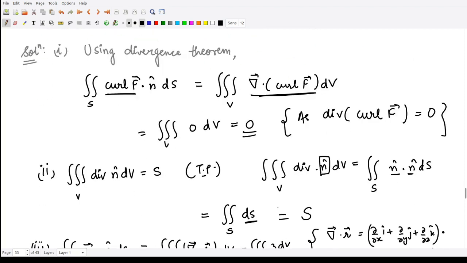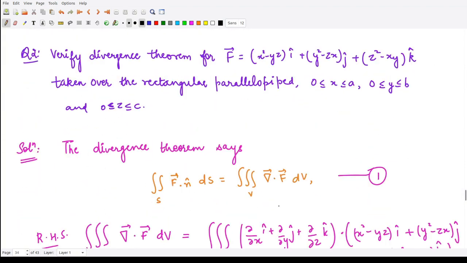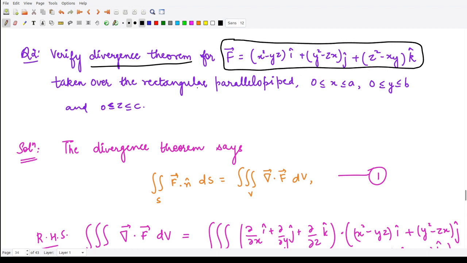Okay, so now next let us discuss one more question. It says that you are to verify the divergence theorem for this vector. Now this vector is given to us, and what is the region? The region is a rectangular parallelepiped having limits of x from 0 to a, of y from 0 to b, and of z from 0 to c. So these are the limits. So that means we have a cuboid like structure, right, which is the rectangular parallelepiped.